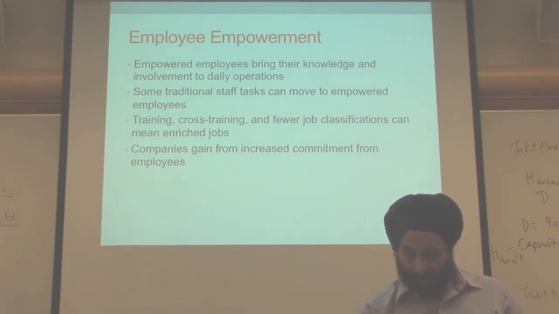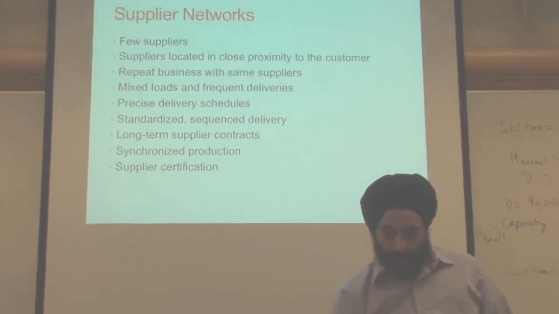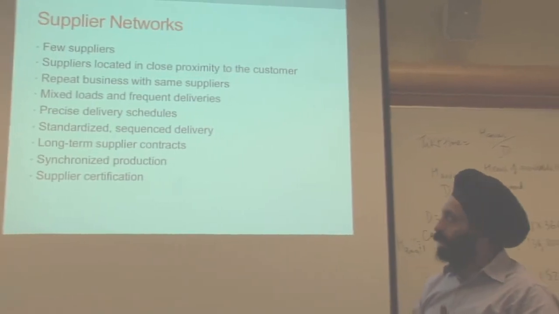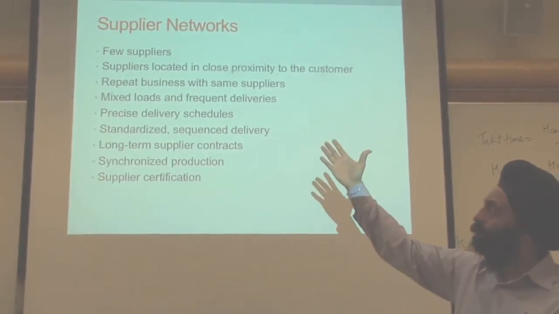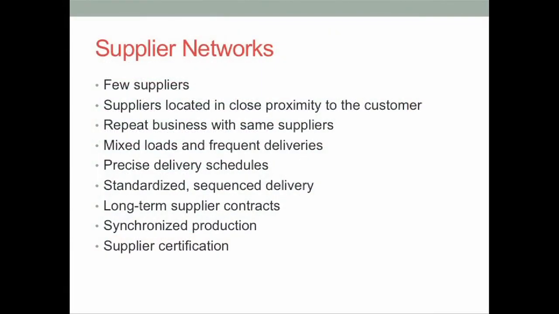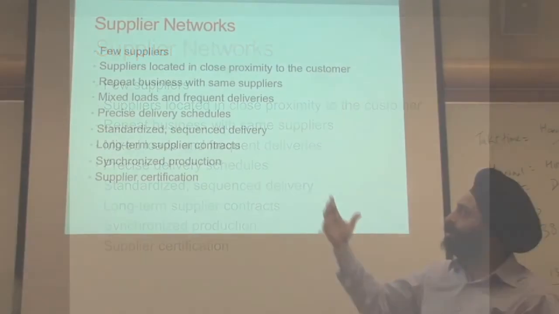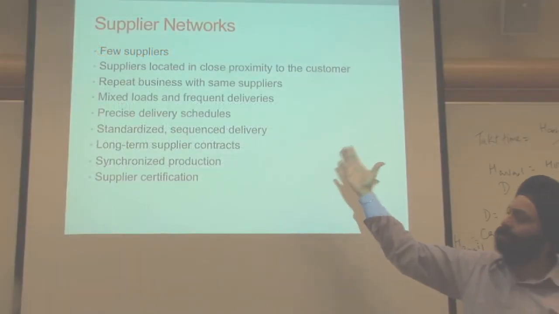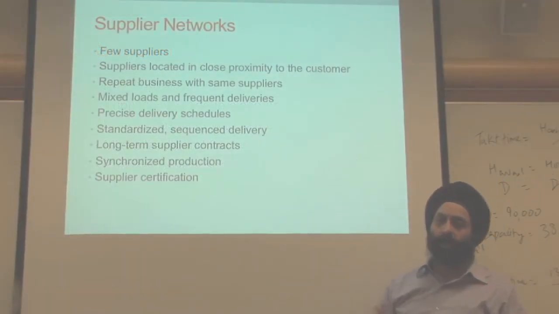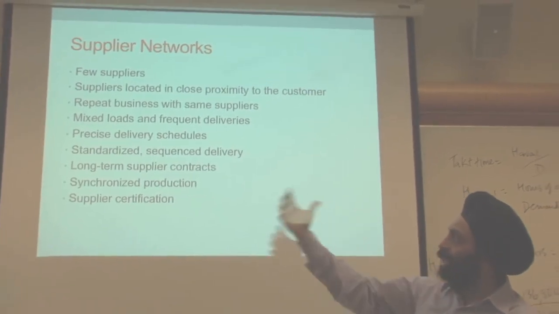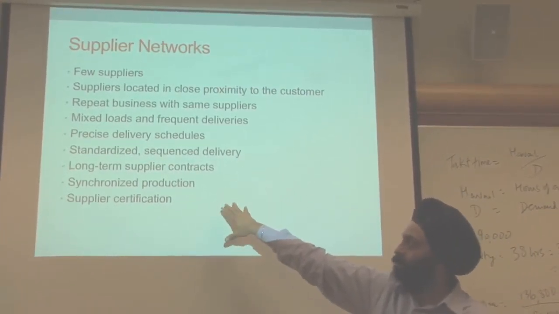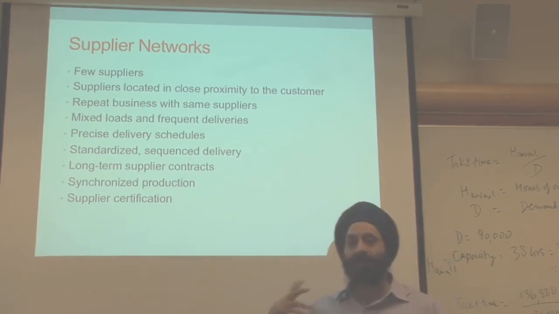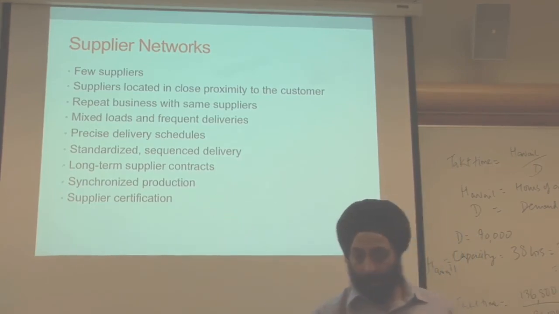One of the other elements of lean production is the supplier network, where you have few suppliers located in close proximity to the customer, repeat business with the same supplier, mixed loads and frequent deliveries. So suppliers are working as partners in this case. Precise delivery schedules, standardized sequence delivery, long-term supplier contracts, synchronized production and supplier certification so their quality is being measured.